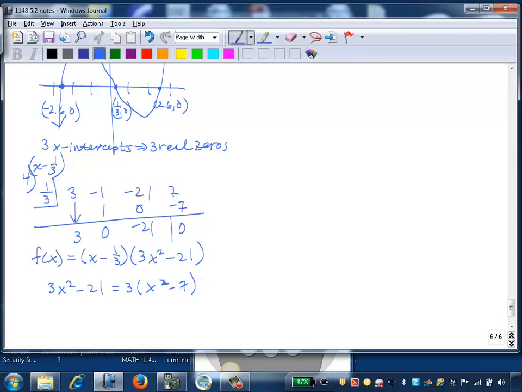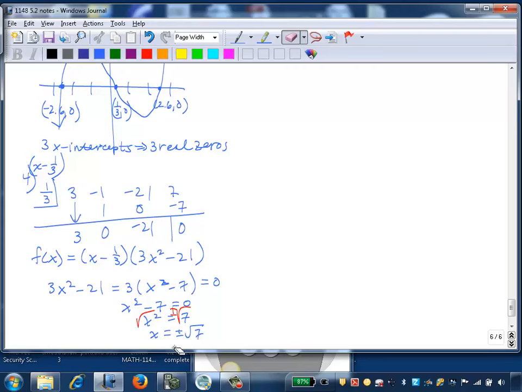So if I set this equal to 0, I'm going to get x squared minus 7 equals 0. Add the 7 over. If I take the square root of both sides, I'm going to get x equals plus or minus radical 7. So these are your remaining 2 zeros. The 1/3 was on our list of rational zeros. Here we verified it. And here's the remaining 2 zeros, and they turned out to be irrational, so they weren't on that list.